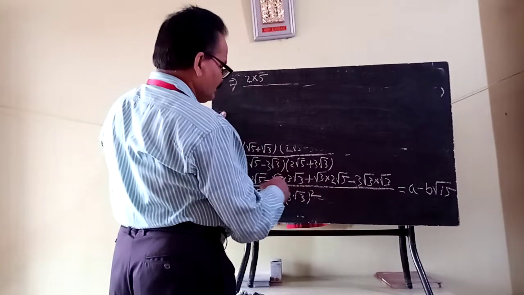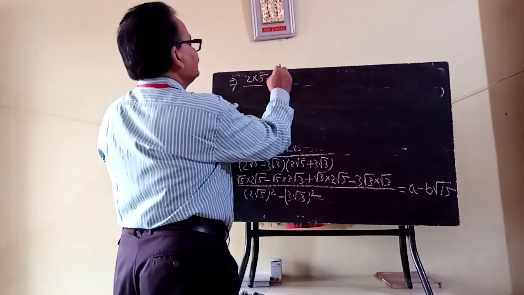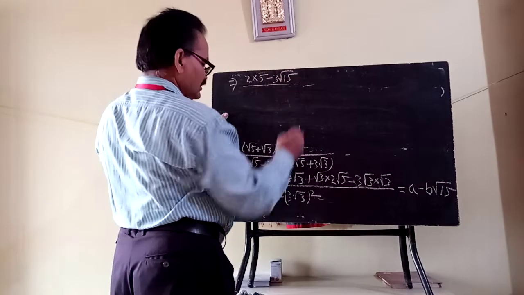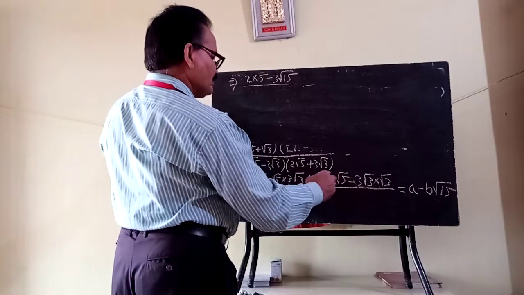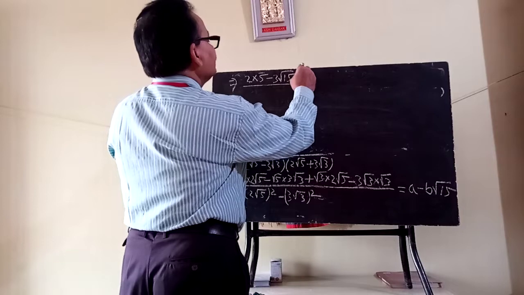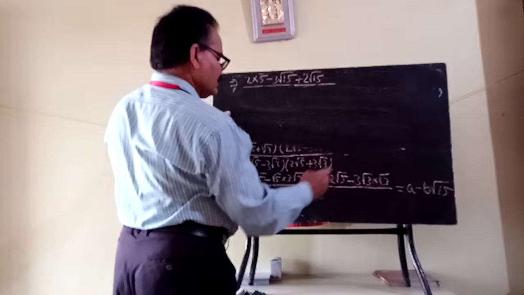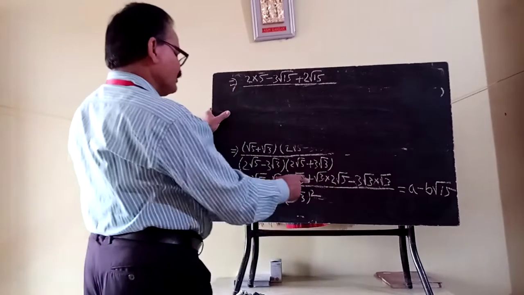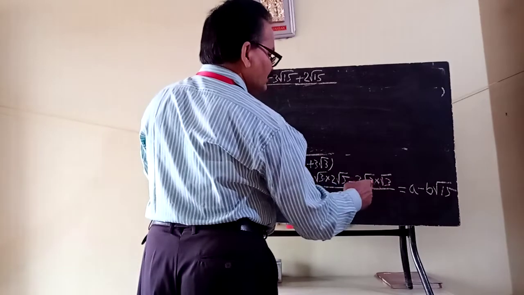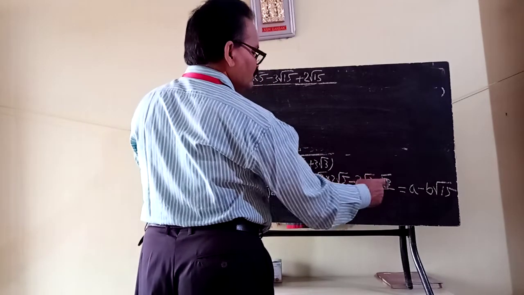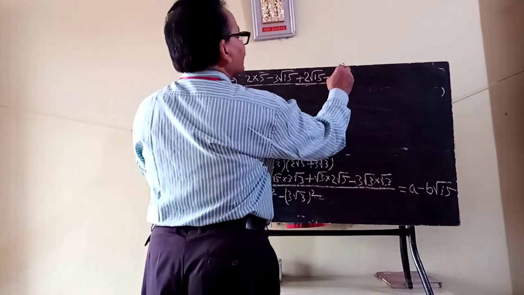Then this part will be root 5 into root 3, which is root 15. So this is your minus 3 root 15. And this part is again root 3 and root 5, which is root 15 into 2, so this is your plus 2 root 15. Put a plus sign, and this is your 3 root 15. And this part is root 3 into 3, and 3 root 3 into root 3 is 3, and minus 3 means this is minus 9.